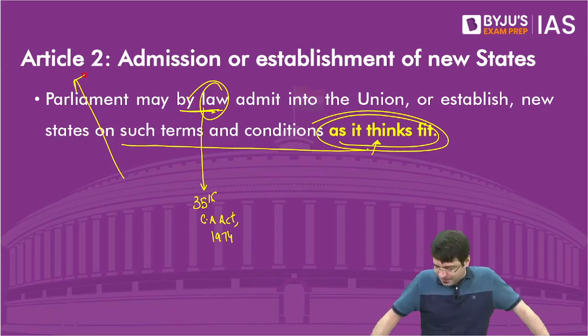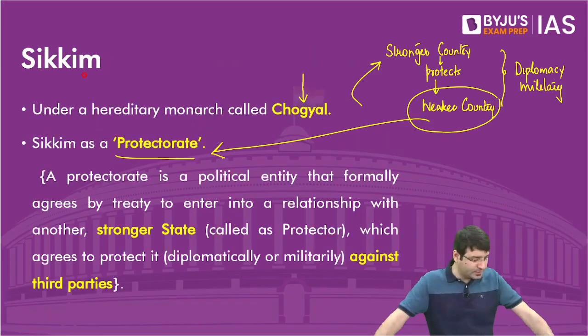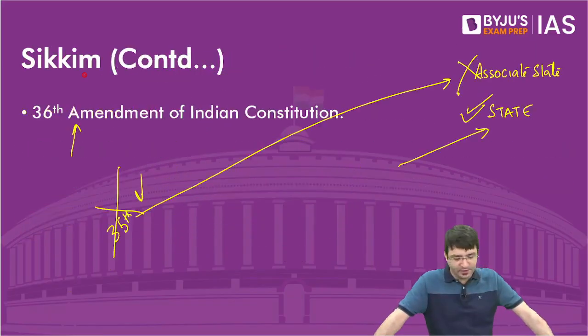Any questions, my dear? In which year did Sikkim merge with India? 1975. It was the complete merger.